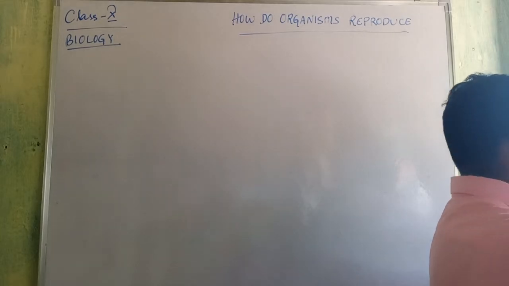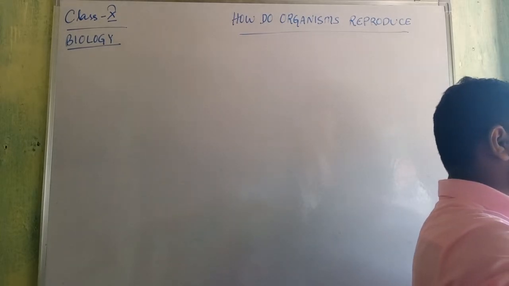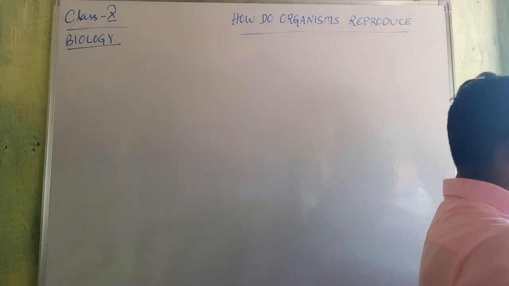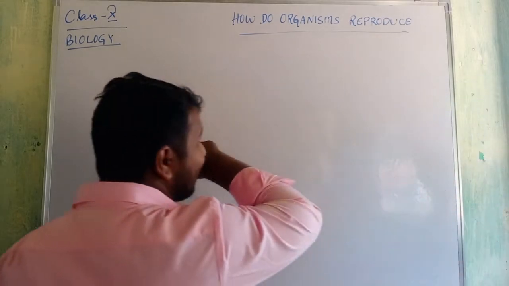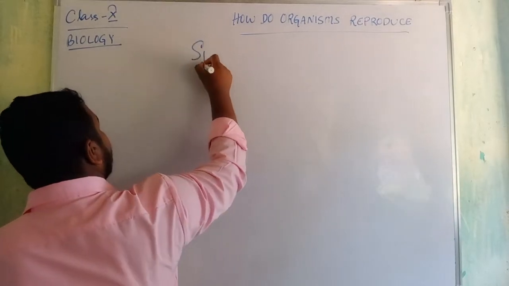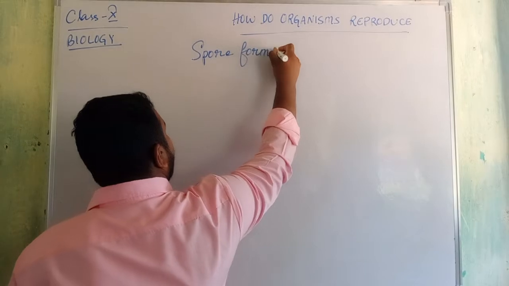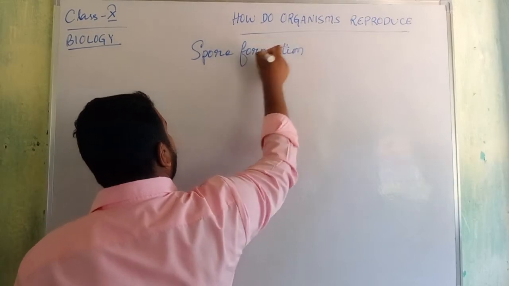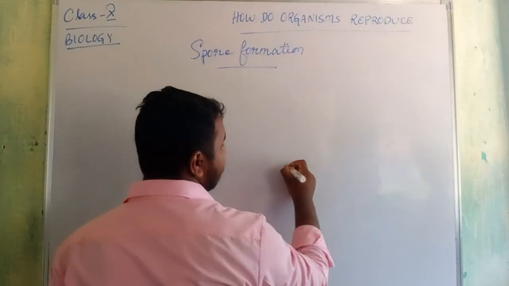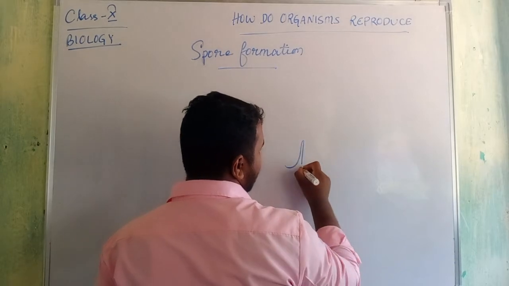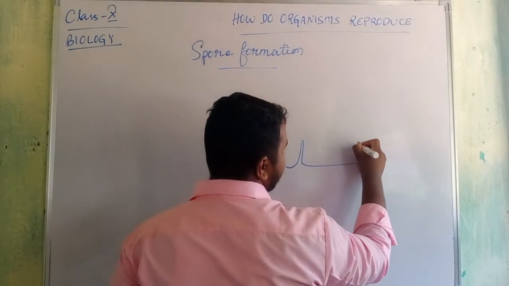Okay, so we were discussing spore formation. I am going to make you understand what is spore formation. Normally this happens in small plants like rhizopus.